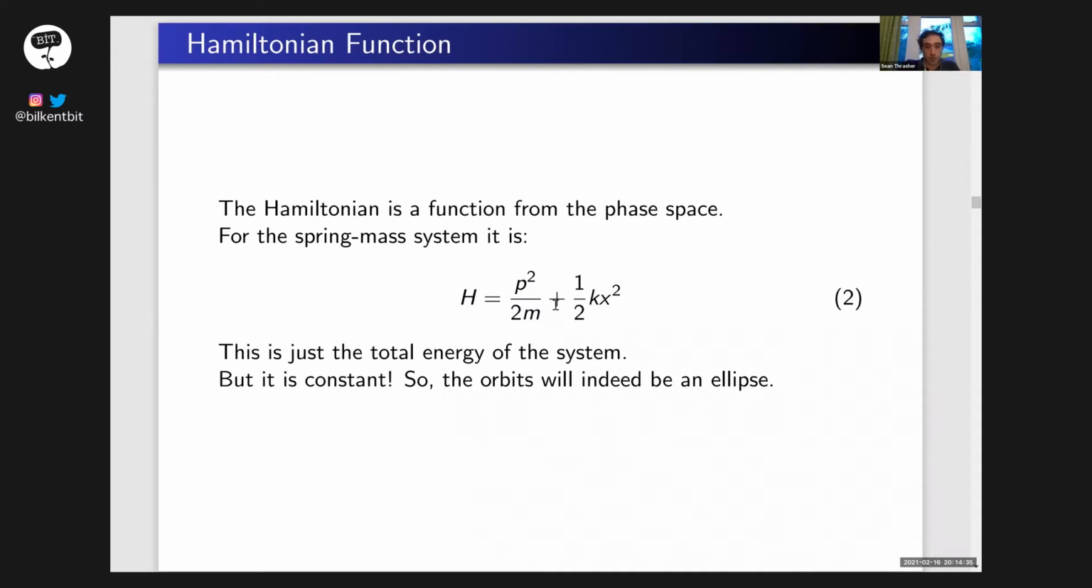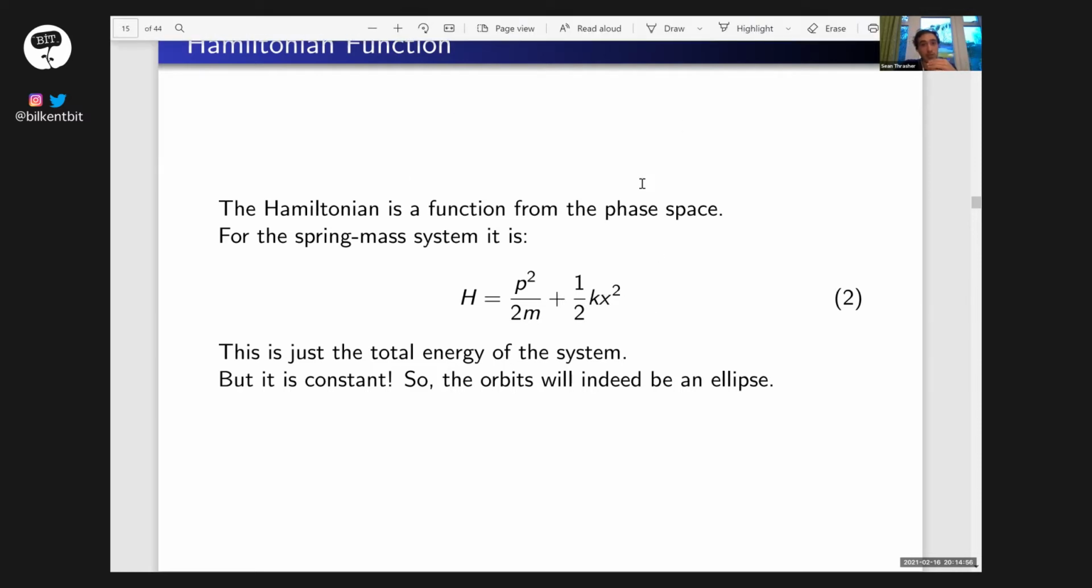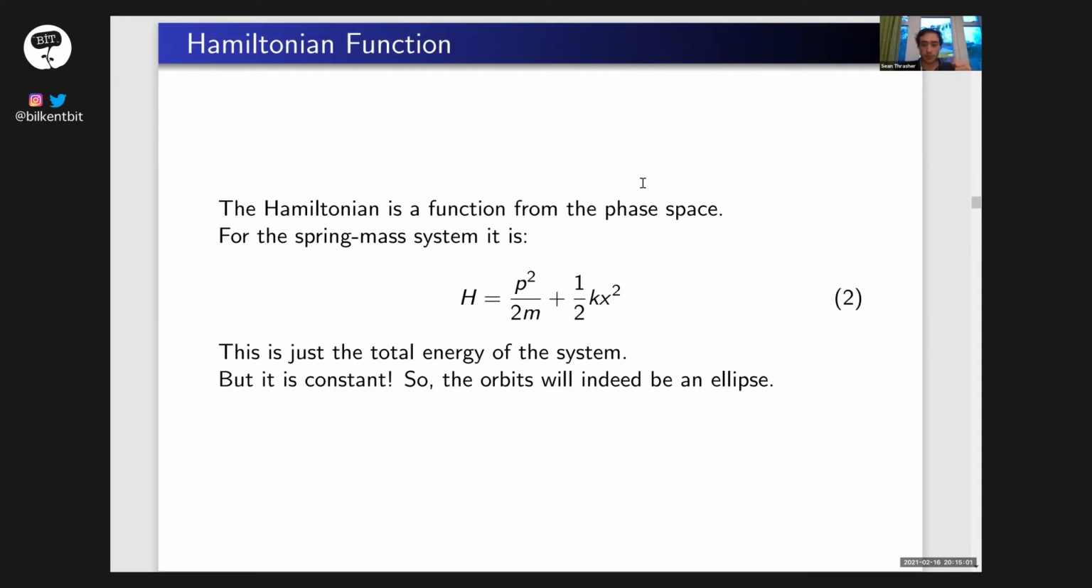Now, you might notice that the Hamiltonian is actually a fixed number because the total energy remains constant. And so the orbits would indeed be an ellipse. If I set this equal to a constant and plot x and p, I get an ellipse. An ellipse is just a stretched out circle, okay? All right, I'll continue then.